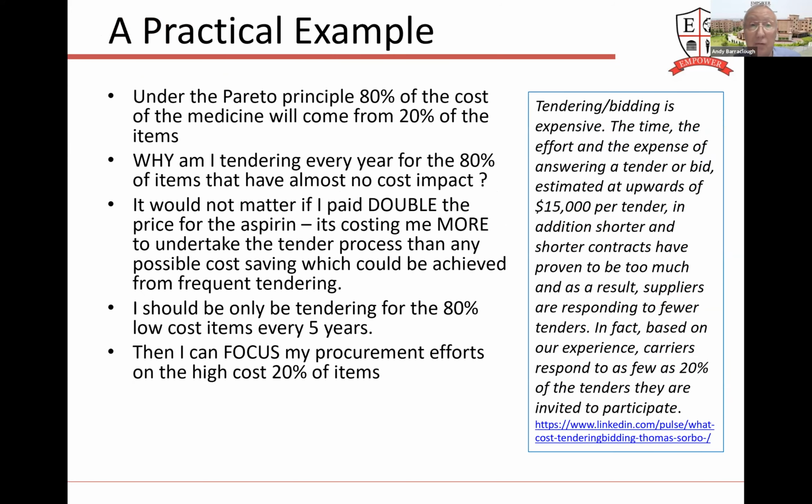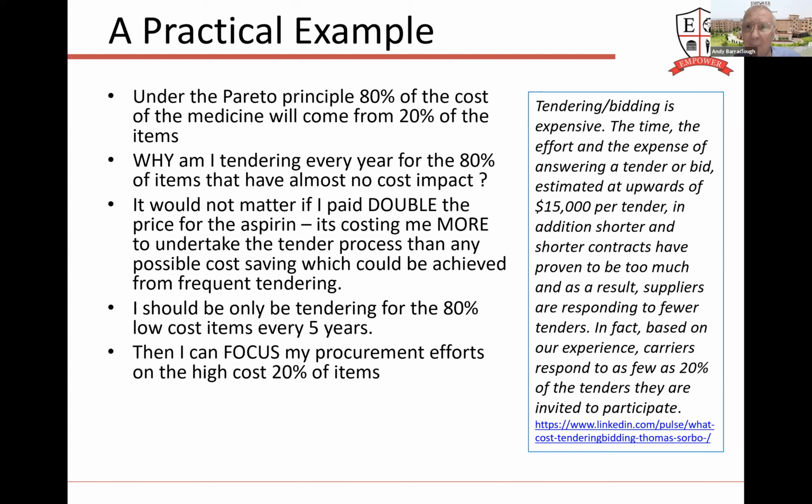One of the ways we can reform is to use the Pareto principle. Many of you already know this. It's called the ABC system. What this states is that 80% of the cost comes from 20% of the medicines. This is a long-established management principle. So 20% of the medicines account for 80% of the budget. The other 80% is only 20% of the cost.